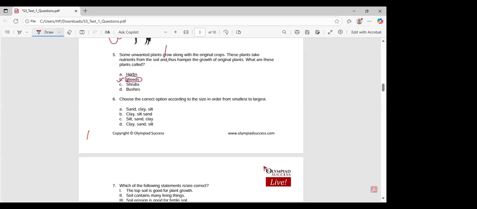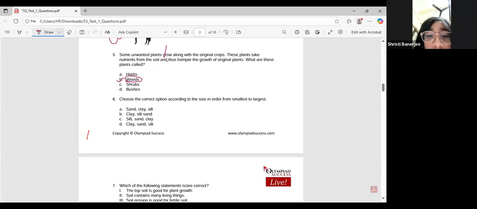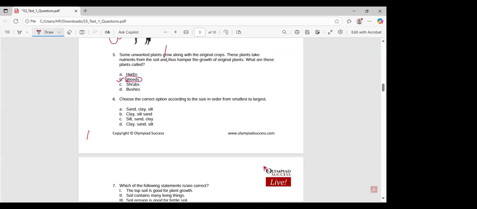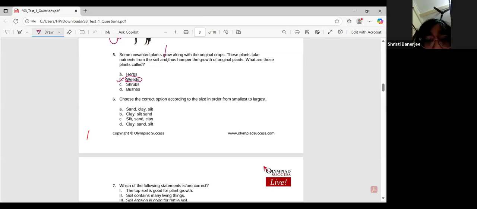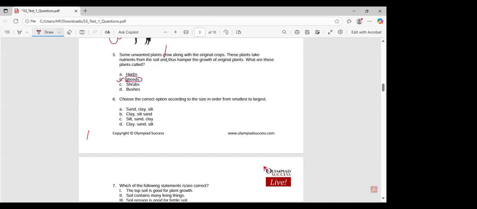Coming to the next question: choose the correct option according to size, in order from smallest to largest. So, what can it be? Tell me. Any guess? C, that is silt, sand, and clay. No, beta. See, the sizes. If you want to note it down, please note it down once.